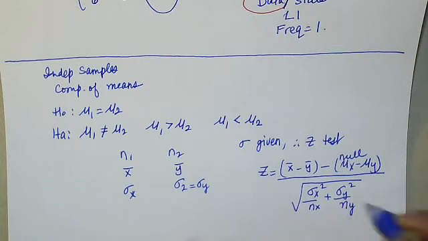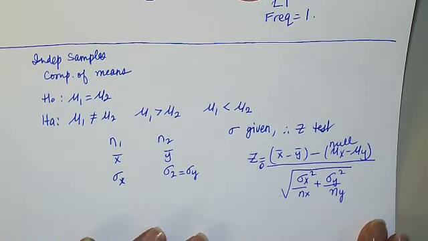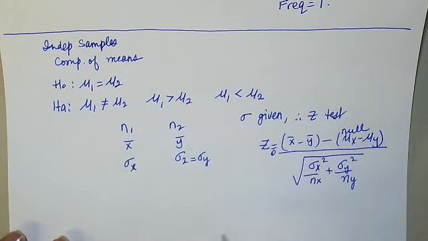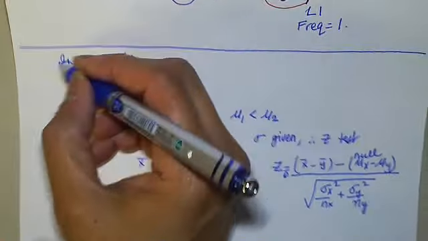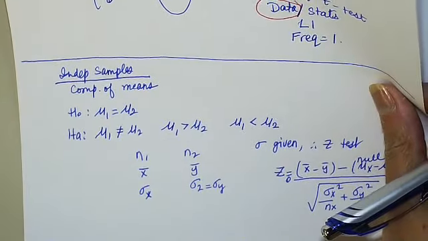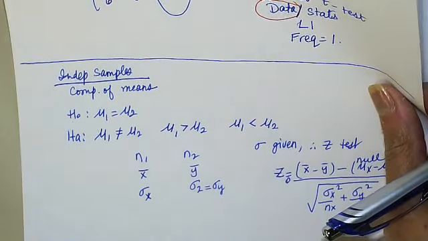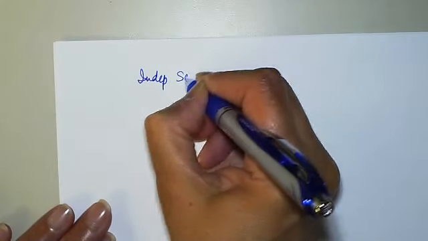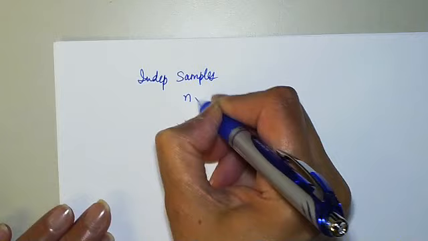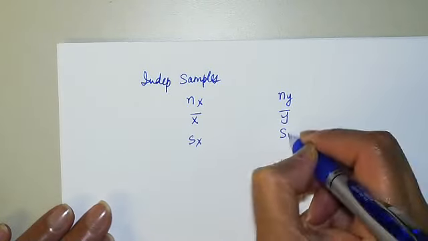So z is equal to x bar minus y bar minus mu x minus mu y from the null hypothesis, divided by radical sigma x squared over nx plus sigma y squared over ny. X and y and 1 and 2 I'm using interchangeably, right? You know what I mean? When I say mu x, I mean mu 1. That's z naught. And then you drop this into your z picture, and either you reject or you do not reject accordingly. That's the first thing we learned.